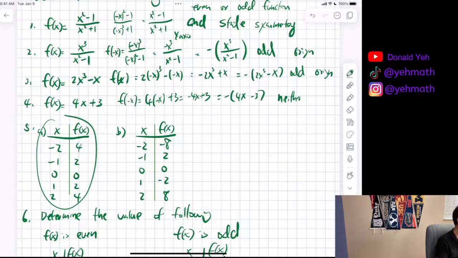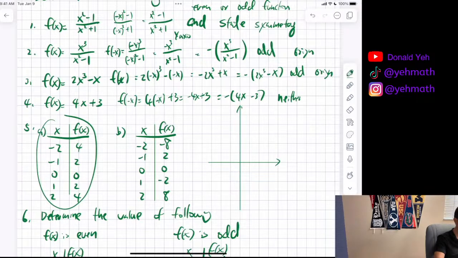The y values are the same, or you can just graph it and see if they're symmetric to the y-axis. In this case, they are symmetric to the y-axis. If you graph it, it probably looks almost like an absolute value function, except with a slope of 2. So if you're not sure, graph it. Just take your time and get the right answer.